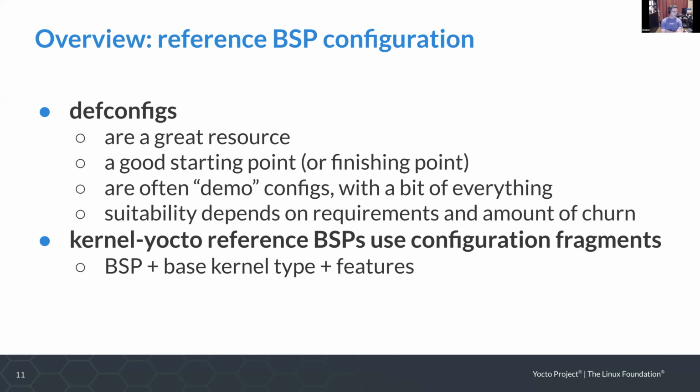All of our kernel and linux-yocto reference BSPs are using the configuration fragments, which is a set of BSP options that are just about the hardware, plus a base kernel type, plus features that get added through the metadata of the recipes that I was mentioning.